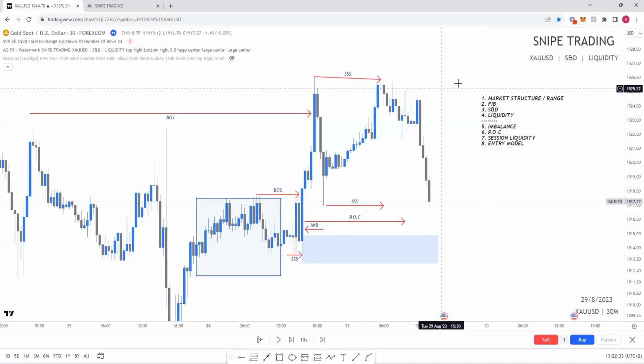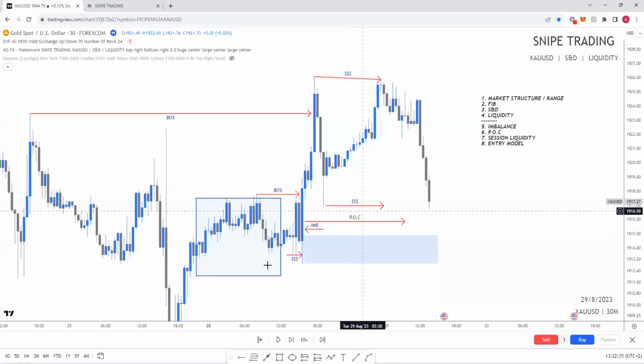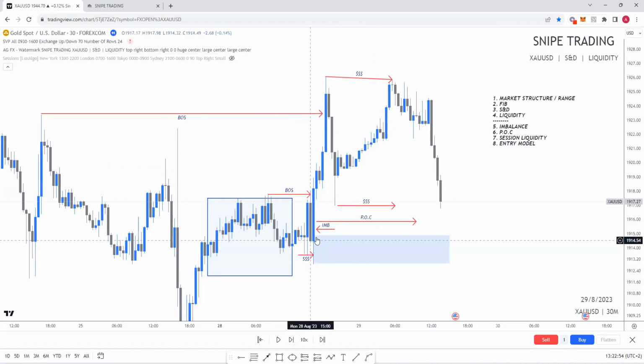So we had market structure, bullish, FIB from the range, okay? And we look for a supply and demand within the discounted area. This one is. Then we have liquidity. We have this low to be taken out. We have these highs to target. Price took out liquidity before creating that demand zone. Okay, then imbalance. We do have the imbalance on the 5-minute. Point of control was right here. Session liquidity, the Asian low was right up here, so we did have session liquidity. Not very close, but it was there. And entry model, trend continuation, entry model, okay?